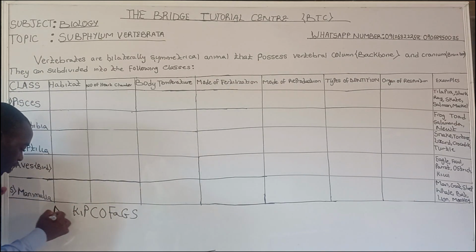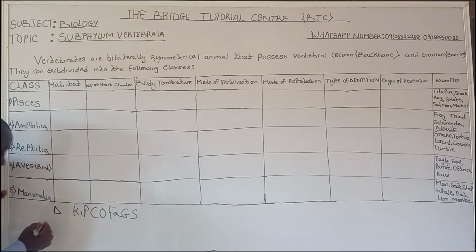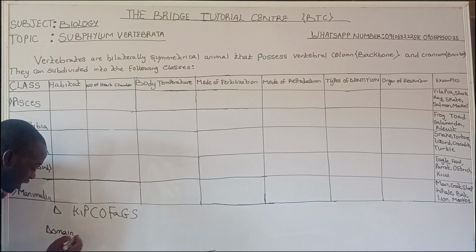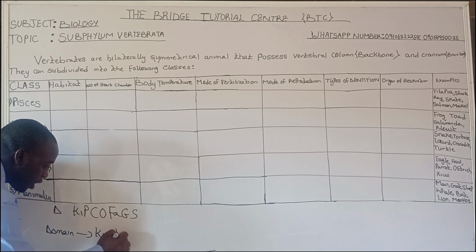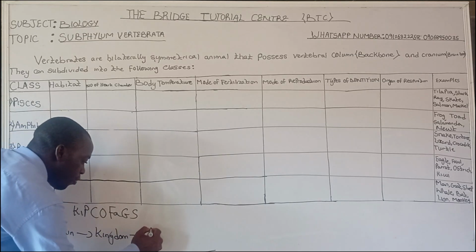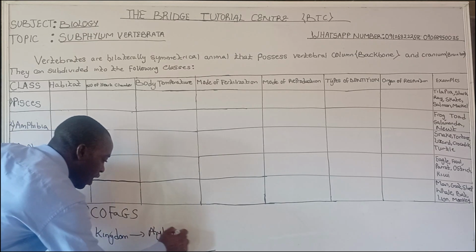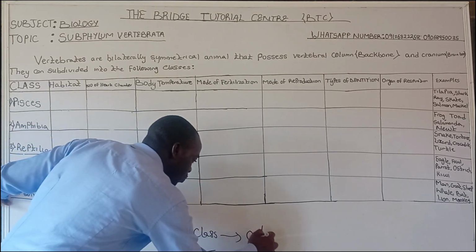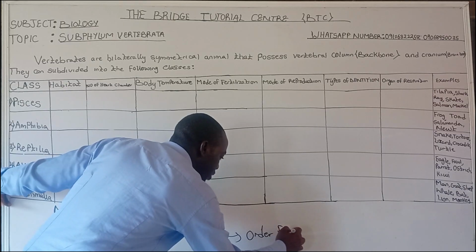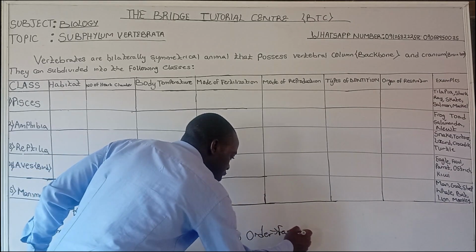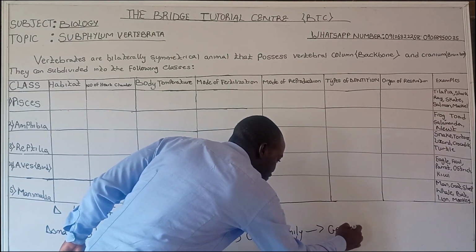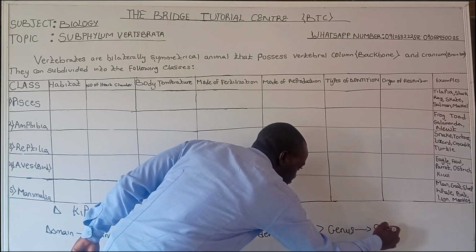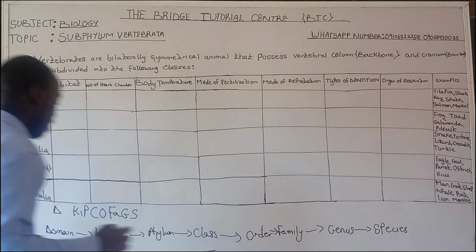So we have the mnemonic with the D for what? We have domain. So domain is the largest and the broadest one. From domain you move on to kingdom. From kingdom you move on to phylum. From phylum you have your class. From class you have order. From order you have your family. From family you have your genus, and after genus finally we have species. Please don't forget about that.